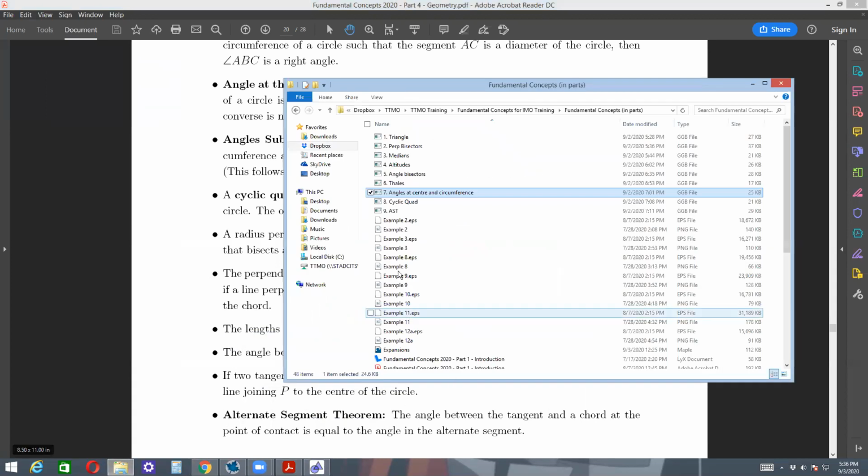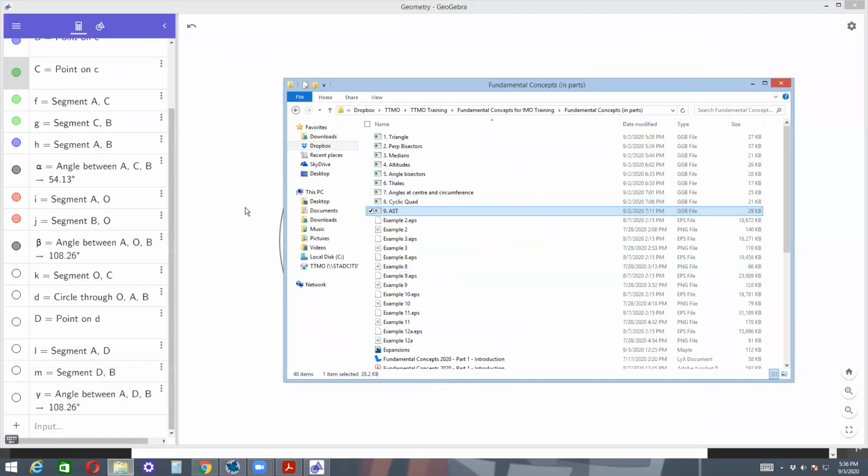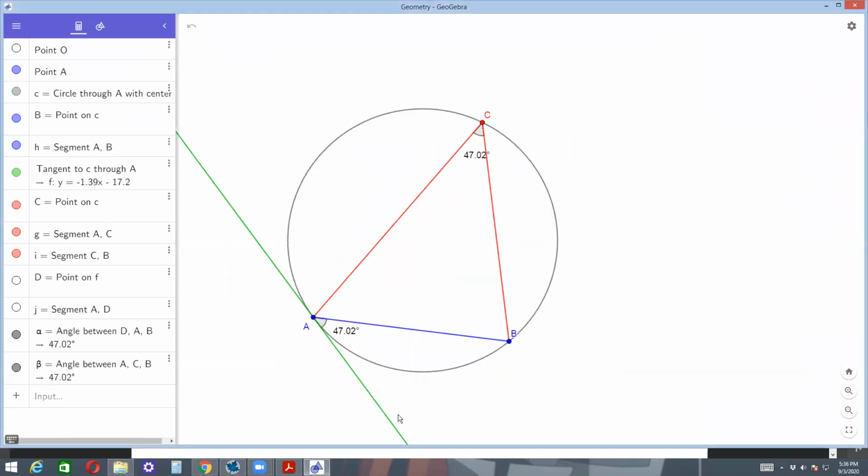The last one is the alternate segment theorem. So you have a tangential circle, you have a chord AB. The angle made between the tangent and the chord is the same angle in the alternate segment of the circle. Meaning that this point C can't be on the same side, in the same arc of the circle, as A and, well, the smaller arc close to the tangent. It has to be on the other side of the line AB.